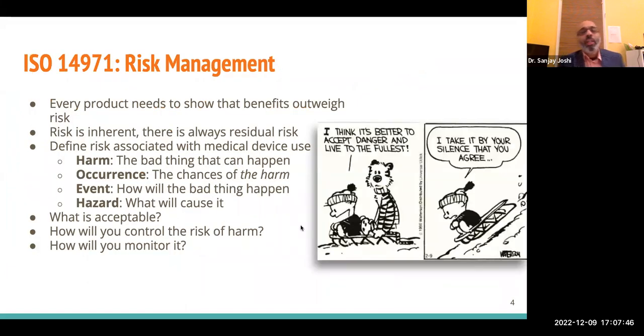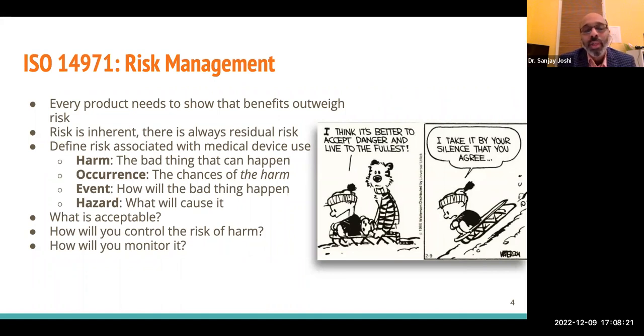With that, we'll dive into risk management. And the premise of the standard is every product needs to show that the benefits outweigh the risk. And if the benefits don't outweigh the risk, don't do it. That's what the government wants you to show, and that's what even your customers would like to see. Now, risk is inherent. The moment you have a device, you can think that, oh, my device is so safe, but there is always a residual risk. And the standard helps you define the risk that is associated with its use.